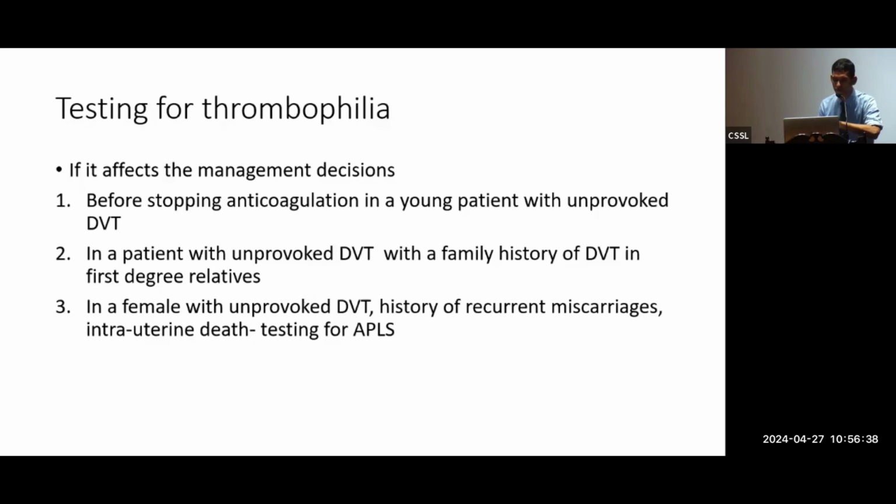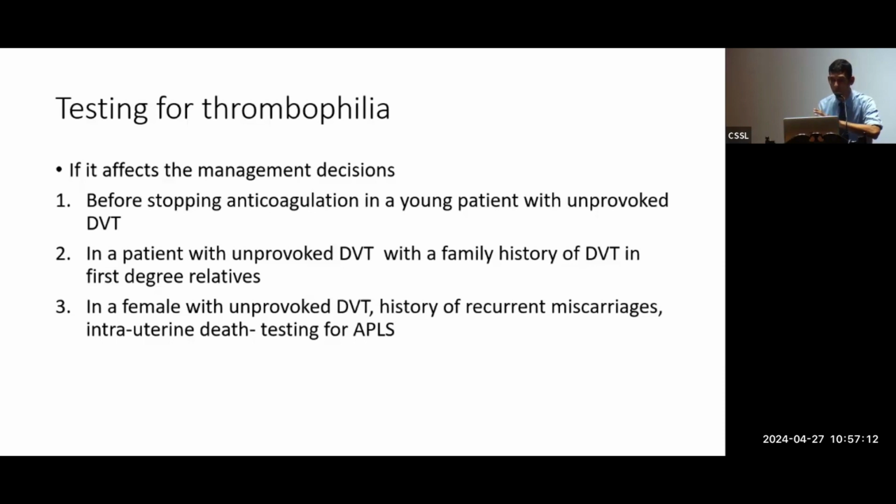The few examples are in a young patient with unprovoked DVT, if you contemplate stopping anticoagulation, probably you should do a thrombophilia screening. And in a patient with unprovoked DVT with a DVT family history in first degree relatives, you can do a thrombophilia screening. Again, the reason is if the patient becomes positive, you can screen the siblings or the children and then pick up the cases early.